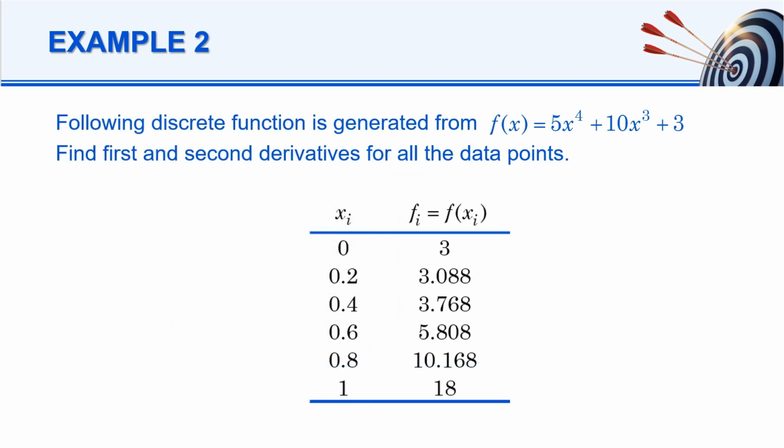The second example problem involves calculating the first and second derivatives of a discrete function, which is generated from a known function, f(x). The reason for using a known function is to be able to calculate and assess the true errors. Note that the dataset is uniformly spaced with spacing of h equals 0.2.